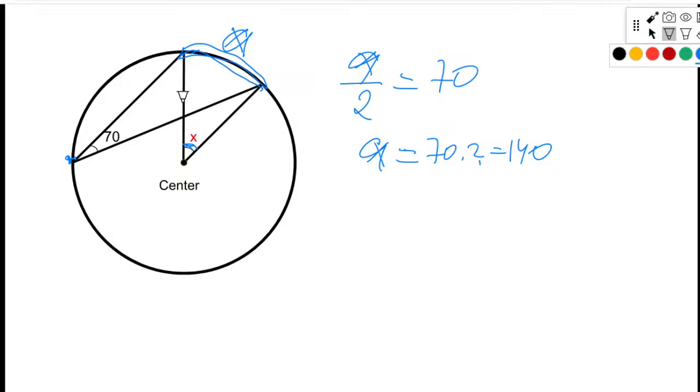This is the angle on which the vertex is located at the arc. So x equals a, and this equals 140. That's it.